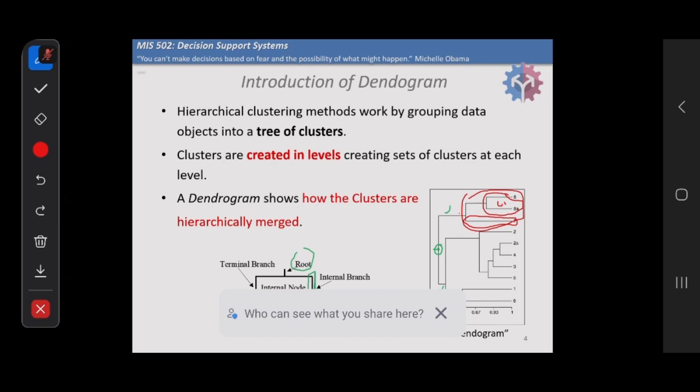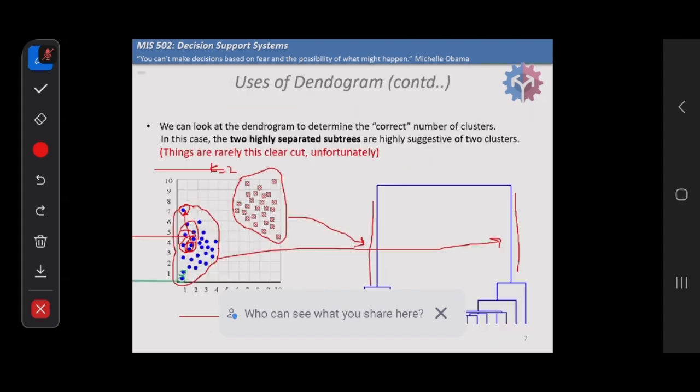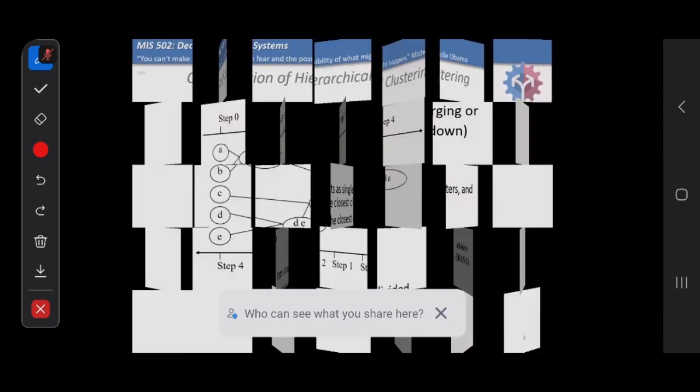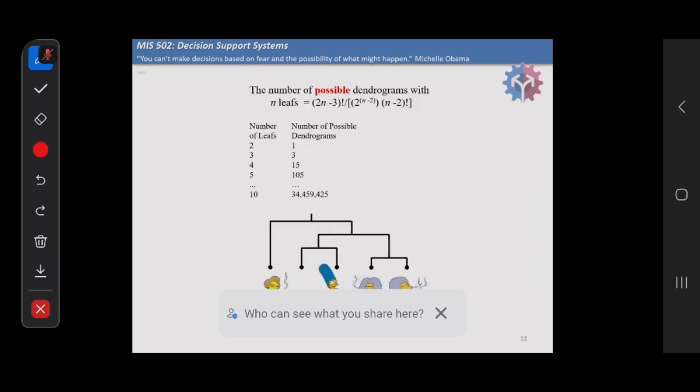Everybody understand what leaf is, what branch is, and what node is? So this is leaf. These are what you call the nodes, and the vertical lines are called the branches. So keep this language with you, because we may need to use this language here.